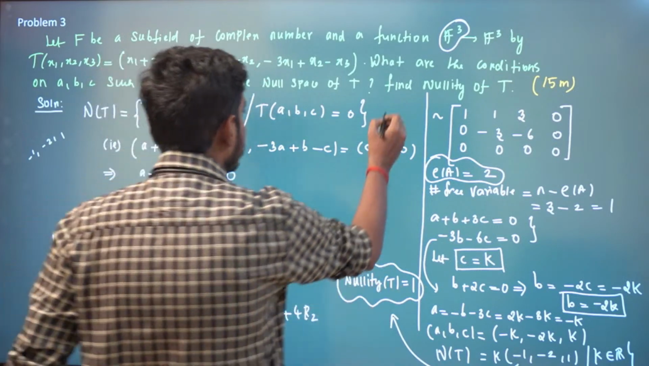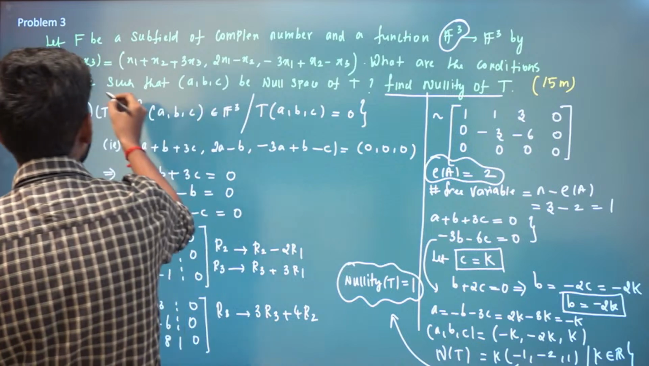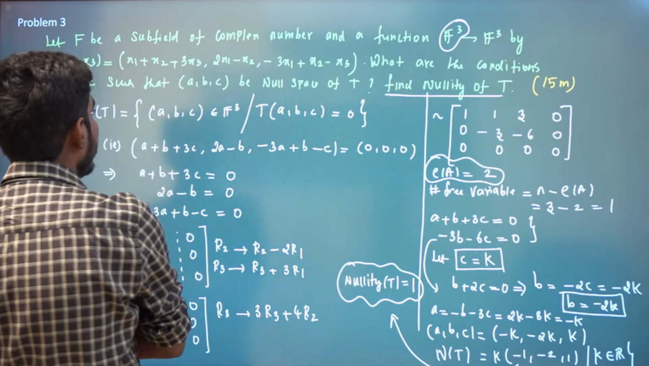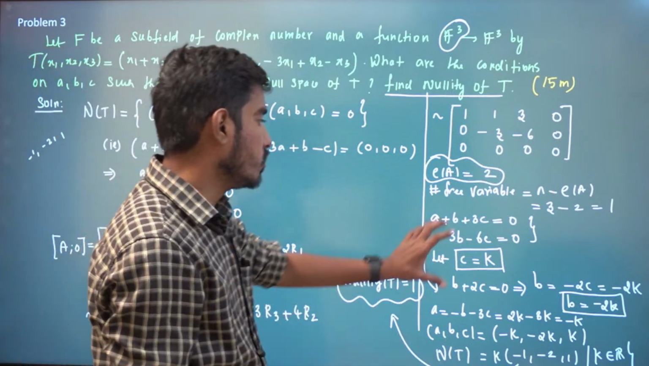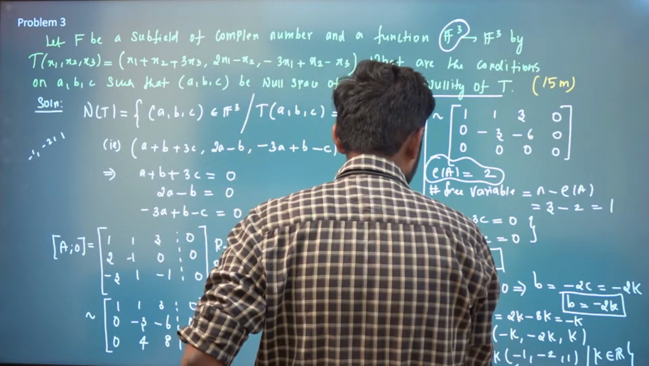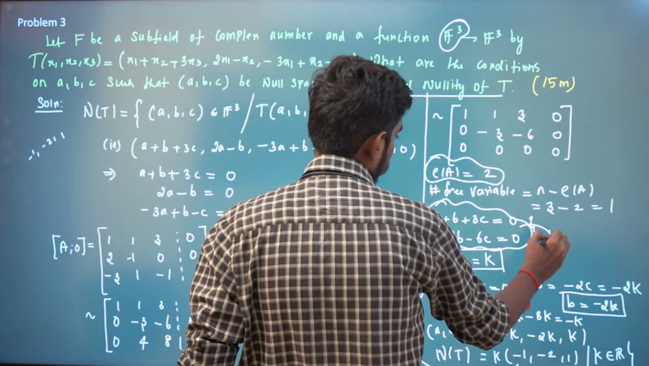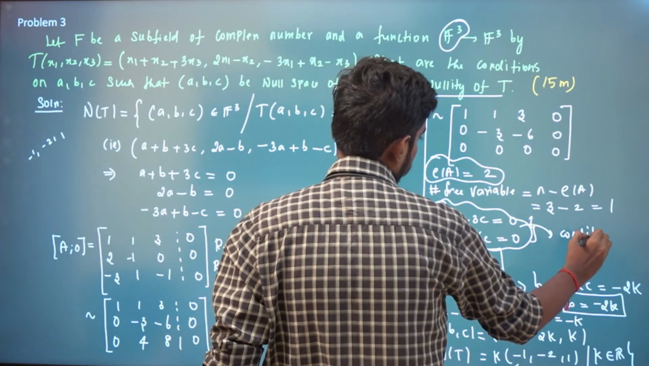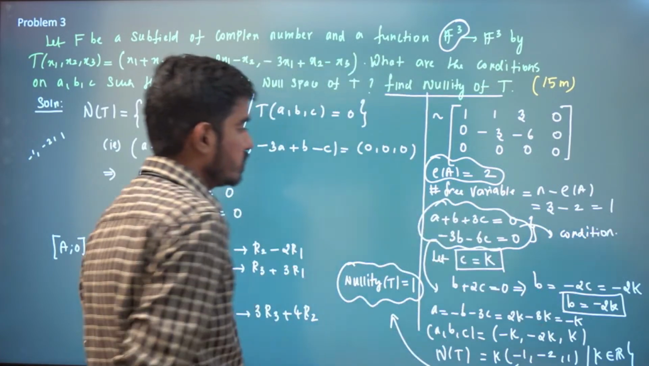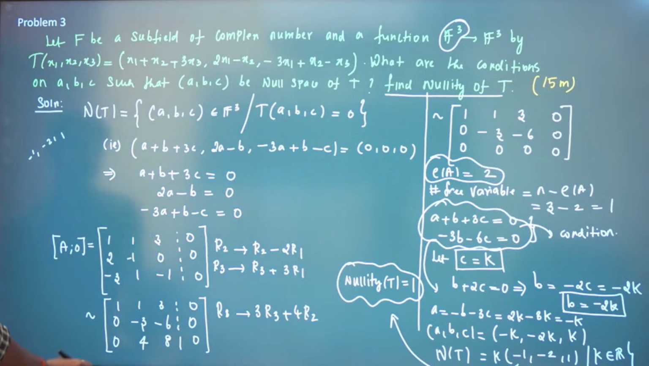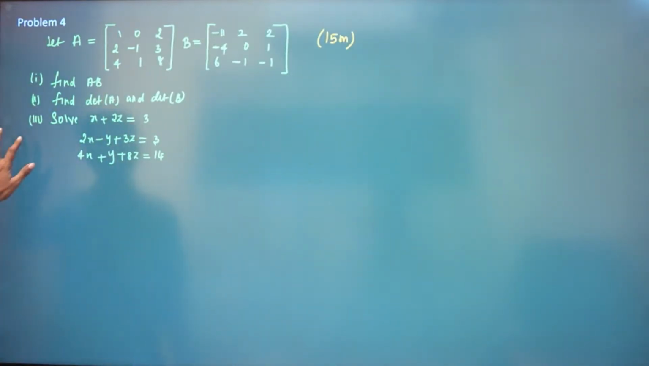So if nullity of T is 1, find the condition on a, b, c so that (a, b, c) is in the null space of T. This is the condition on a, b, c to be in the null space of T. So we move on to the fourth problem. Very simple problem, just 11th standard level problem.